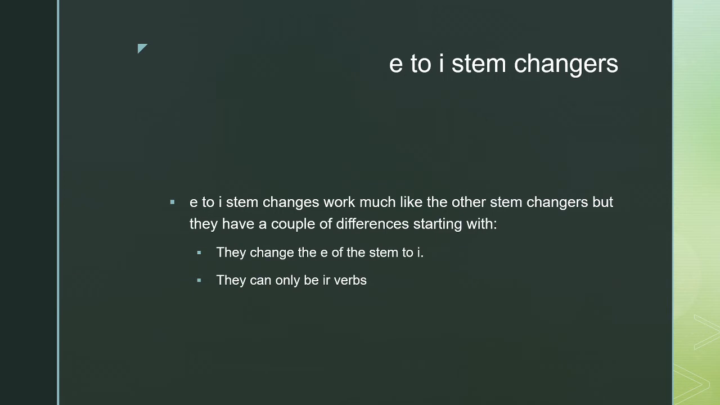E to I stem changers work a lot like the others, but there are a couple of small differences. The first one, pretty obvious, is that the E of the stem, instead of changing E to IE, is just going to change E to I. And the second, and probably the biggest difference, is that only IR verbs can be E to I stem changers. That doesn't mean that all IR verbs are E to I stem changers. What it really means is that if I have an E to I stem changer, it will be an IR verb. But there can also be E to IE and O to UE verbs that are IR verbs.